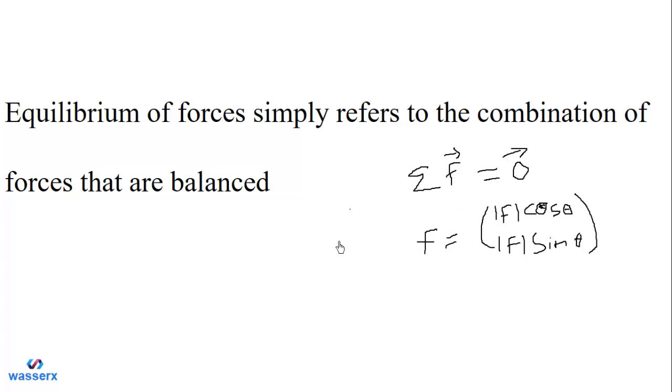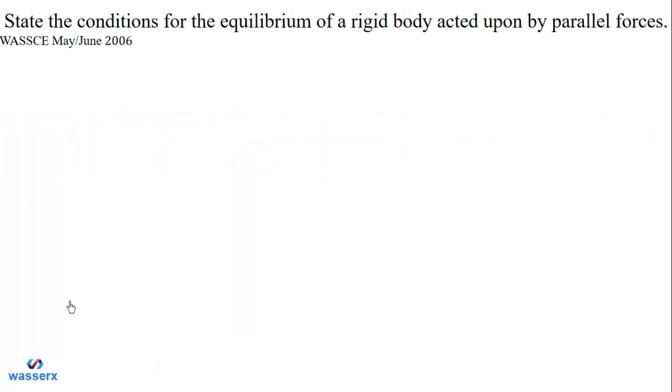But we can also use the complementary relation. So we know cos theta will be equal to sine 90 minus theta, and sine theta will be equal to cos 90 minus theta. Now let us take some few examples. We have our first example here.